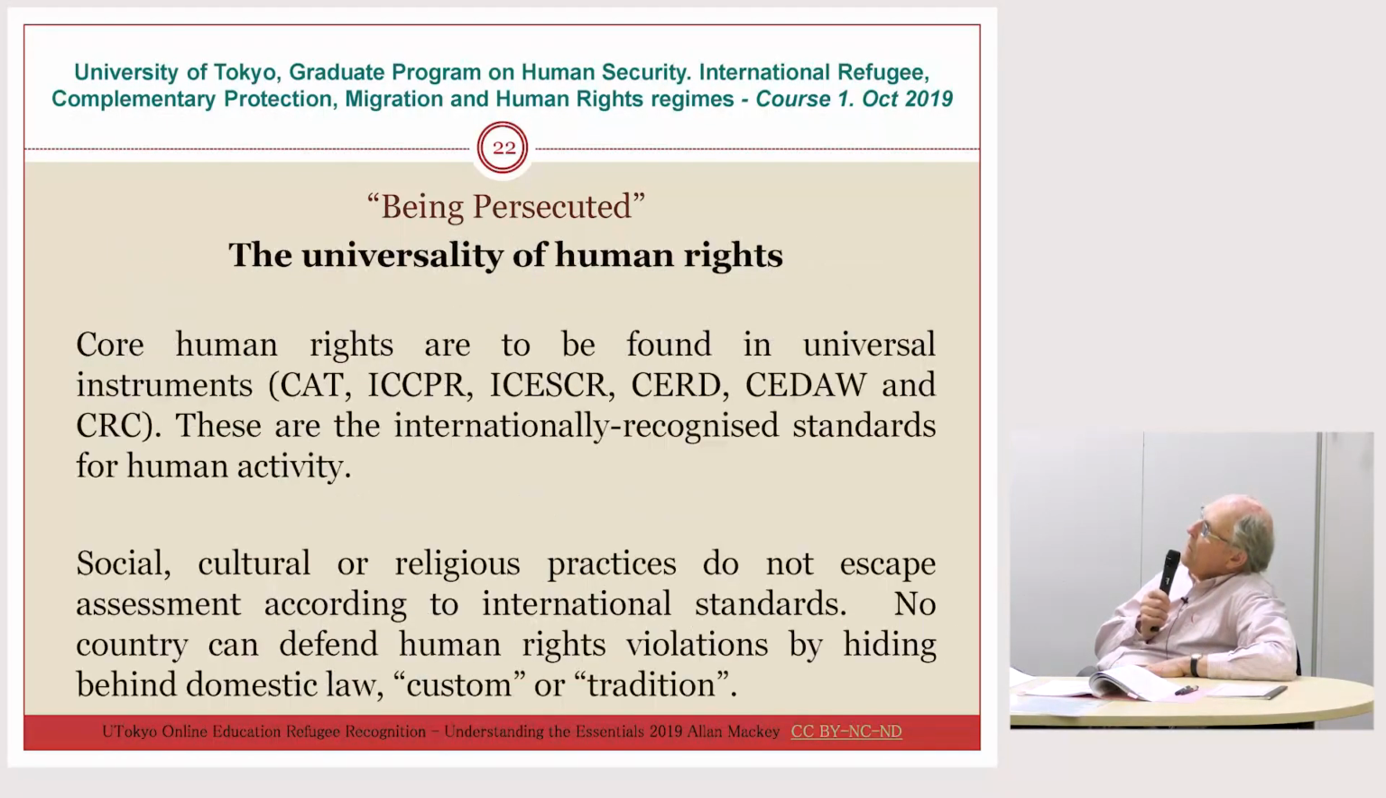All right? So the other thing about human rights, it's universal. There's a universality of using them. So therefore, it's a large step towards consistency on an international basis on what, after all, is an international instrument. So we've gone through this. They're to be found in these ones, CAT, ICCPR, CEDAW, and many others. Social, cultural and religious practice do not escape assessment according to international standards. So in other words, just because religion tells you this thing, no country can defend a human rights violation by hiding behind domestic law, custom or tradition, because it goes back to these core human rights convictions.